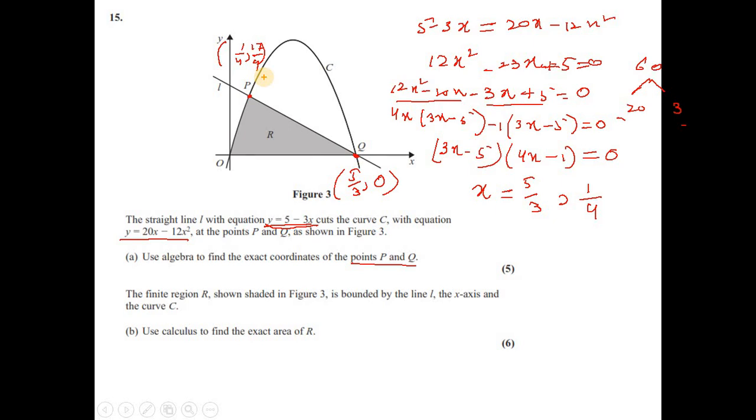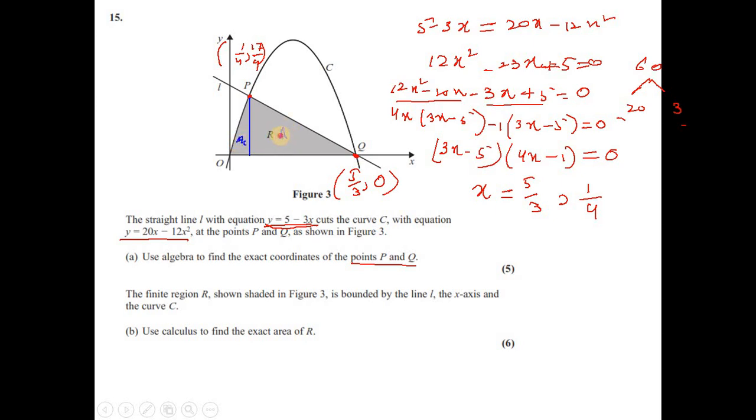Okay, the infinite region R shown shaded in figure 3 is bounded by the line L, the x-axis, and the curve C. Use calculus to find the exact area of R. If you see this situation, we need to find this region R, and how do you do that? If you draw a perpendicular line, you can divide the whole region R into two different regions. One is bounded by the curve and this vertical line, and the other is bounded by the given line and the x-axis.